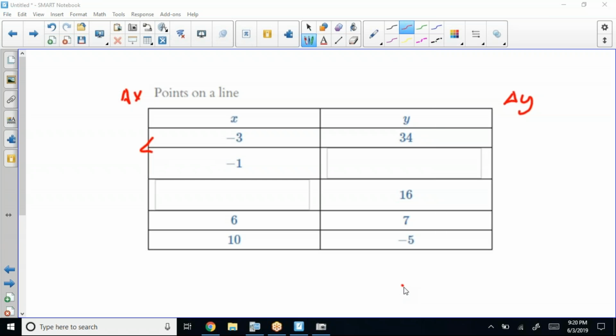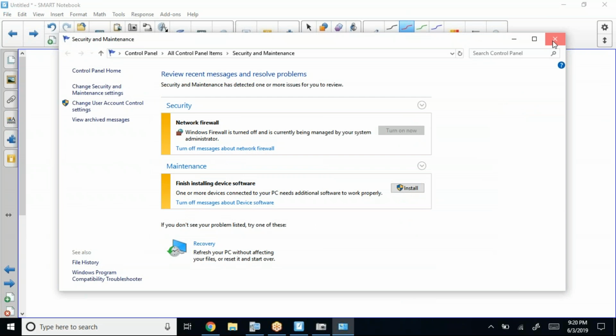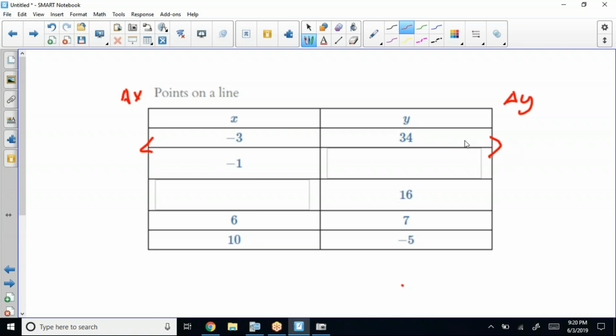I've got a missing point here, so there's really nothing I can do on these first two. The only thing I'm going to be able to do is look at these last two sets, because I have a missing value here and another missing bit of information there. From 6 to 10 is an increase of 4, a positive 4 change. And from 7 to -5 is a decrease of 12.